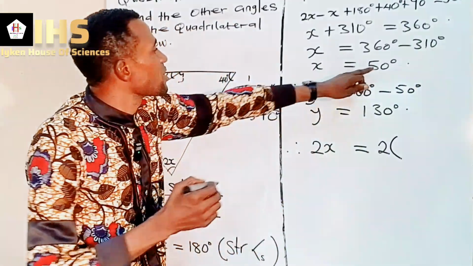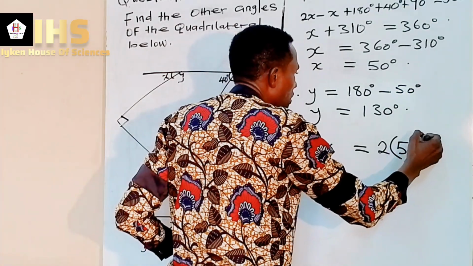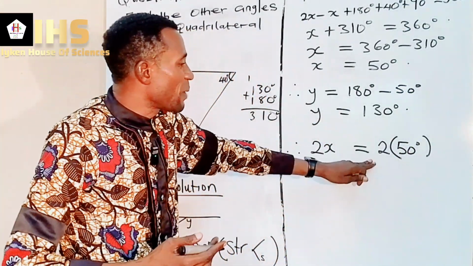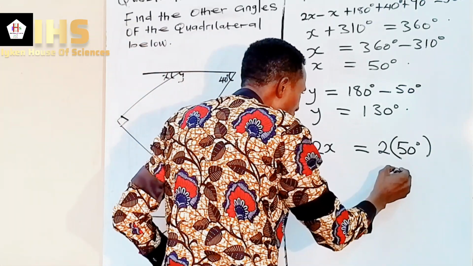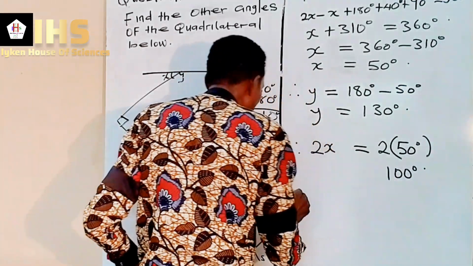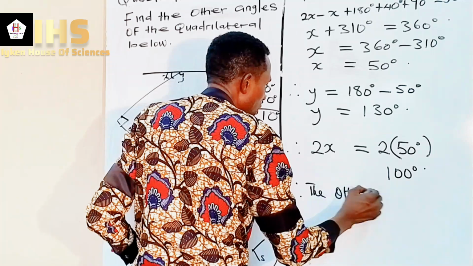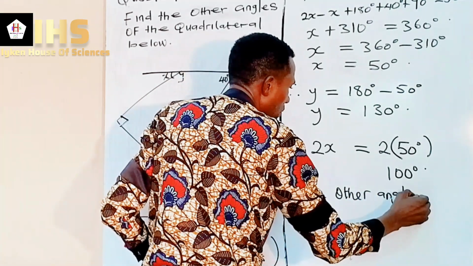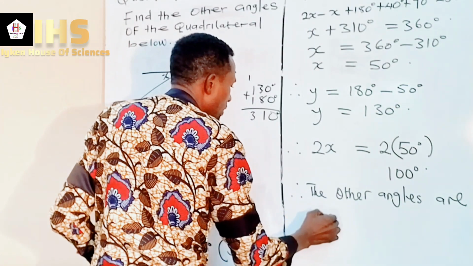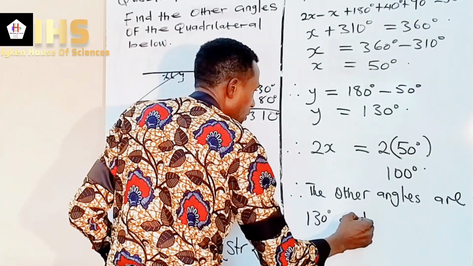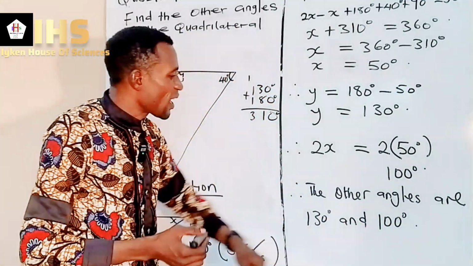We are now going to multiply it. What is the value of x? It is 50, right? The value of x is 50. So we have 50 degrees. You multiply 50 by 2. What do you get? You have 100 degrees. So this is 100 degrees. It means that the other angles are the 130 degrees and the what? 100 degrees. So these are the two angles.